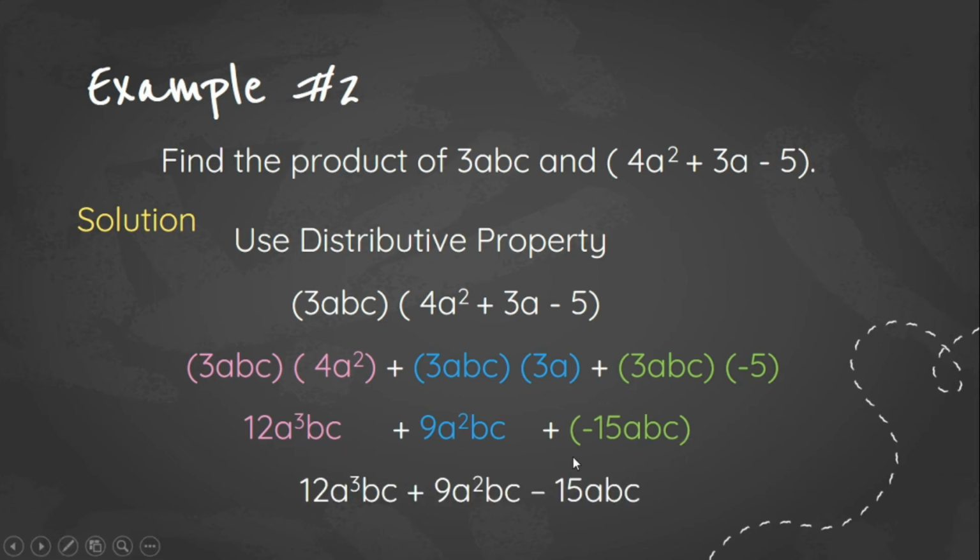Why is there a negative at the end? Because of plus and minus. That's what I told you before. Which one wins between plus and minus when they are side by side or multiplied? It's just like positive multiplied to negative, so that is negative. Okay, so we have the final answer: 12a cubed BC plus 9a squared BC minus 15ABC. Okay?